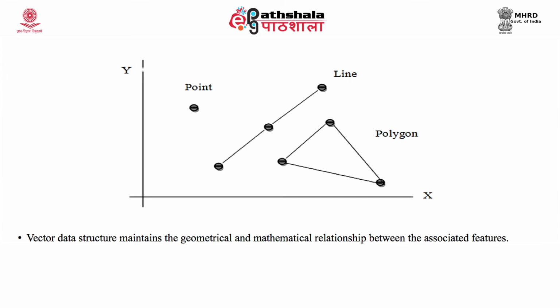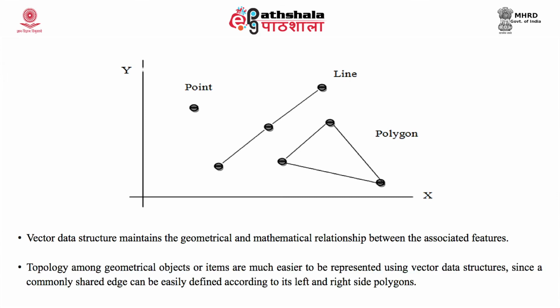Vector data structure maintains the geometrical and mathematical relationship between the associated features. As you can see from the diagram, a point and line and polygon are the features representing various structures of a particular feature. Topology among geometrical objects or items is much easier to represent using vector data structures, since a commonly shared edge can be easily defined according to its left and right side polygon.